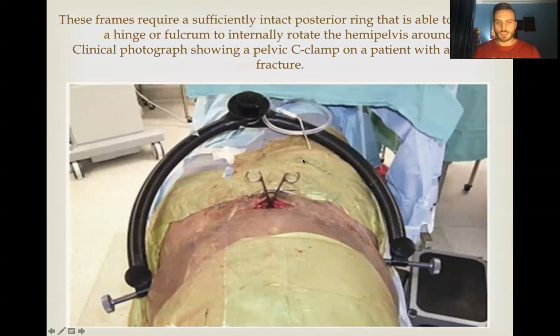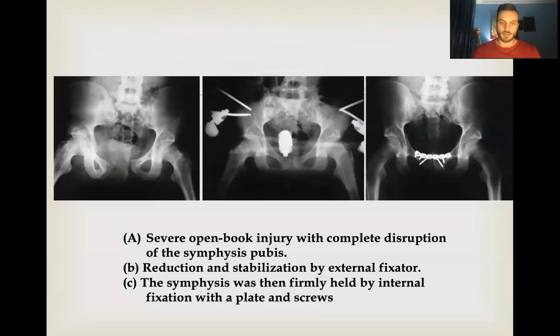This is another picture showing something called a C-clamp. This clamp brings the two hemipelvises together. It's closing the pelvis to control bleeding. This is an X-ray before the C-clamp. After applying the external fixator or C-clamp, look at the pubic symphysis. It's not disrupted. Look how before, you could see the diastasis, how wide the space was. And they fix it with either an external fixator or they put a reconstruction plate here for the pelvic fracture.